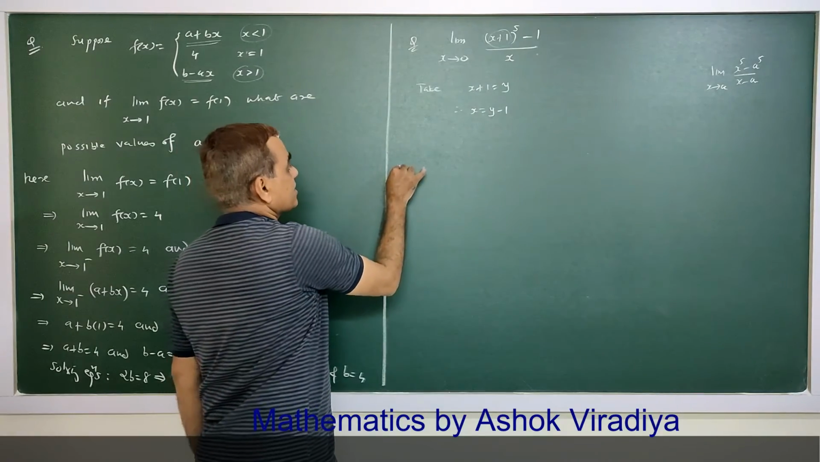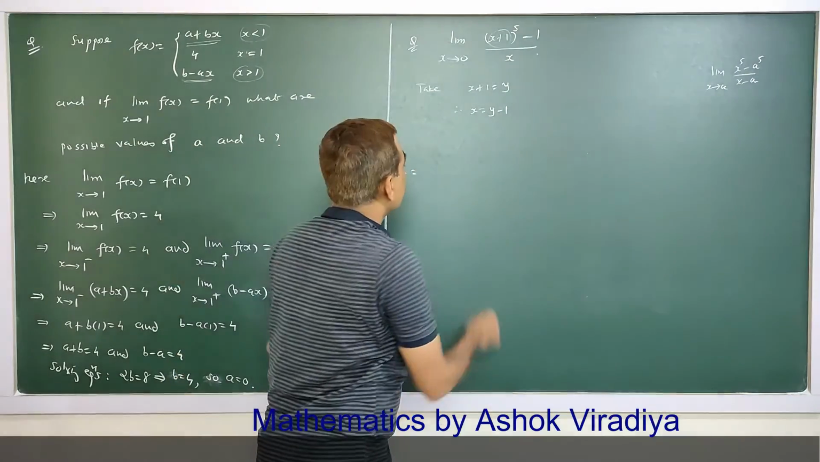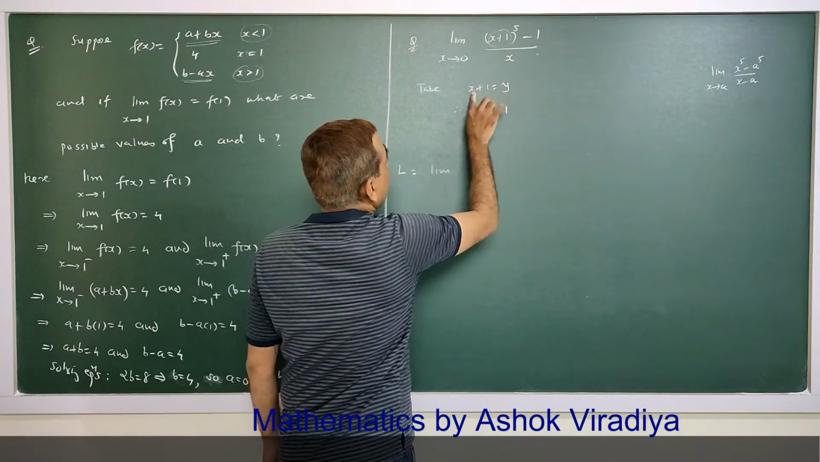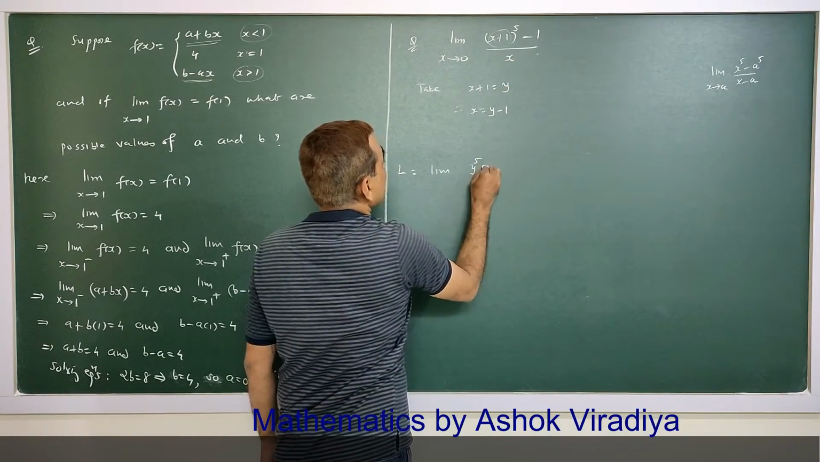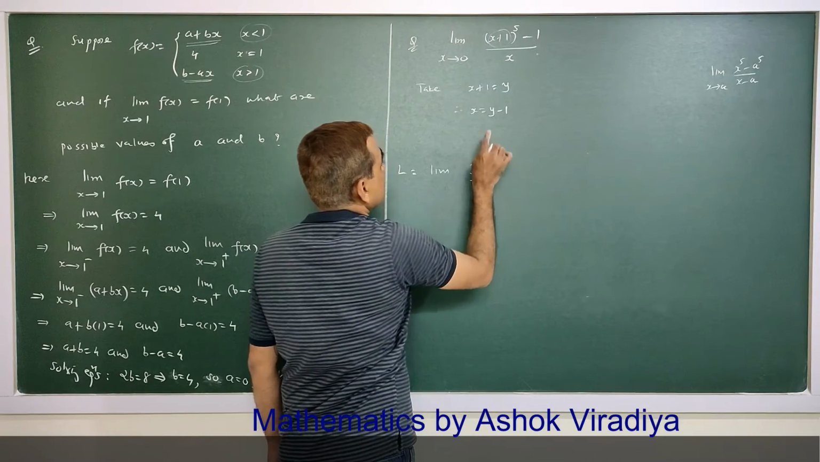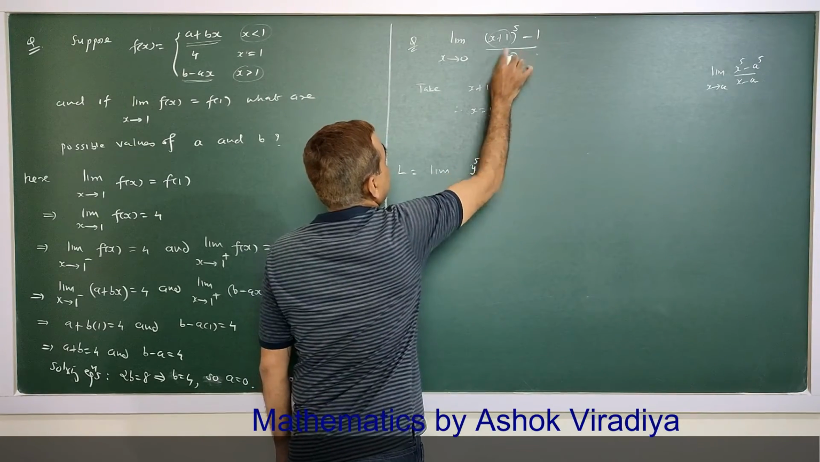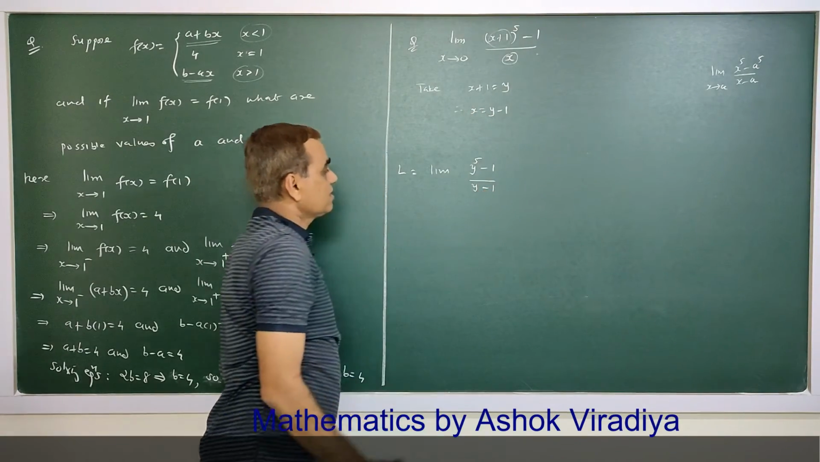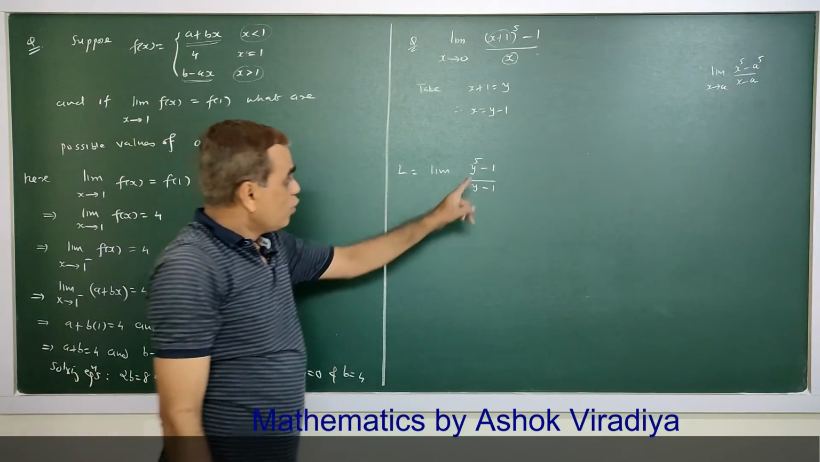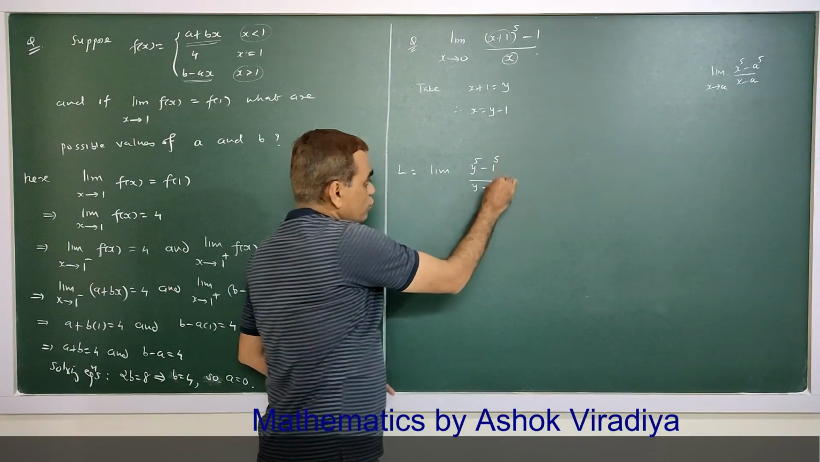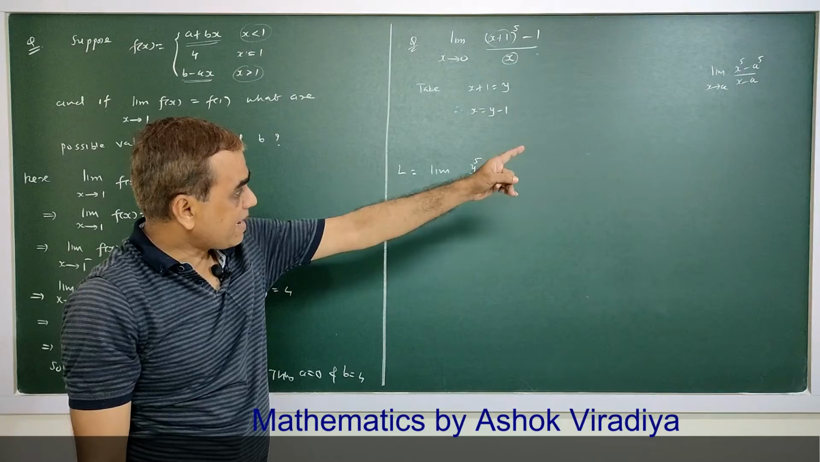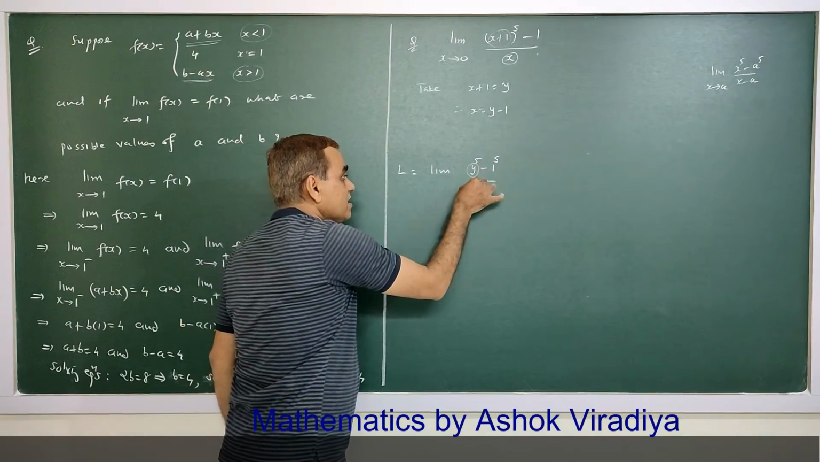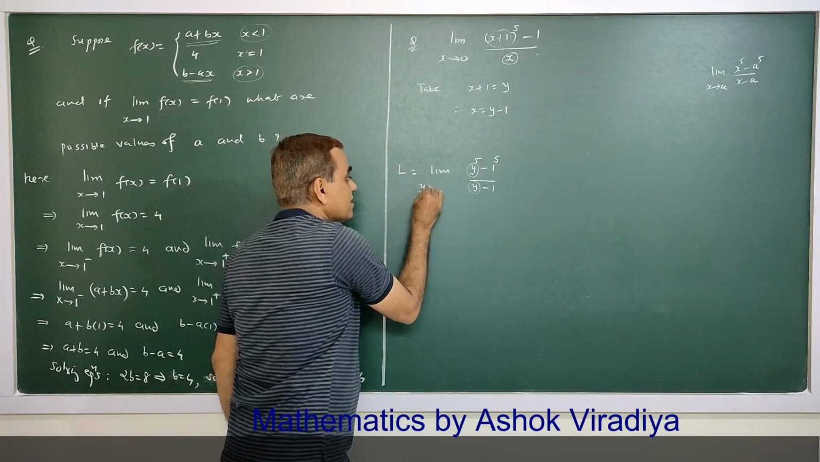So limit is, x plus 1 is y, so y raised to 5 minus 1 upon x is, when x plus 1 is y, what is x? y minus 1. 1 can be expressed as 1 raised to 5. See, we are getting that pattern. But variable is y. So we should convert here in y.